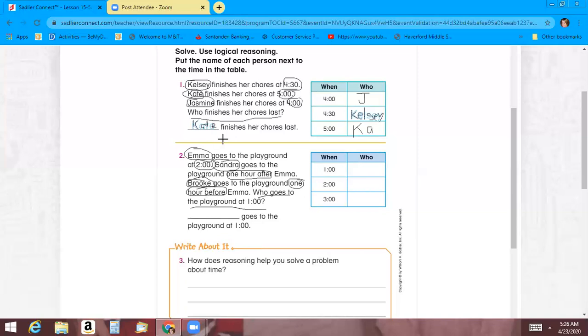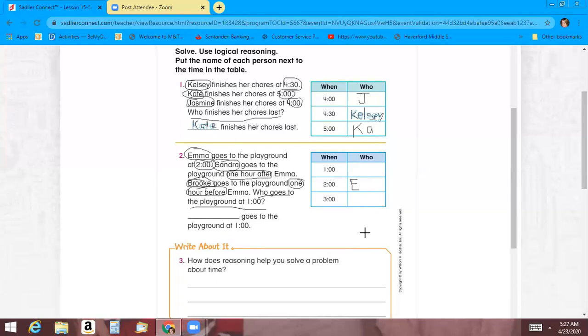So we know Emma goes to the playground at 2 o'clock. So here's the 2 o'clock in our chart for when. So we can go ahead and write Emma's name. I'm just going to put an E for Emma. You go ahead and write Emma on the line. We know Emma goes at 2 o'clock.